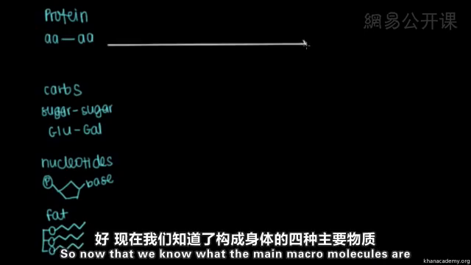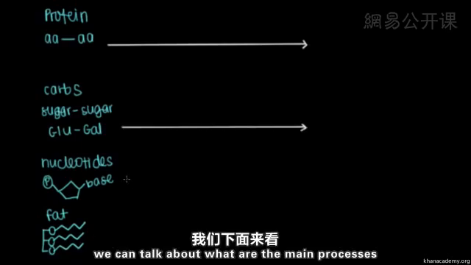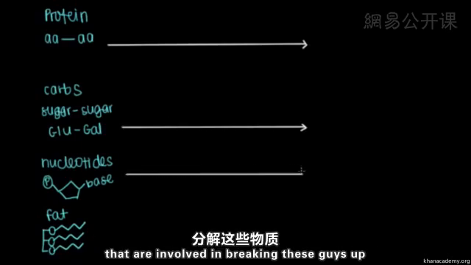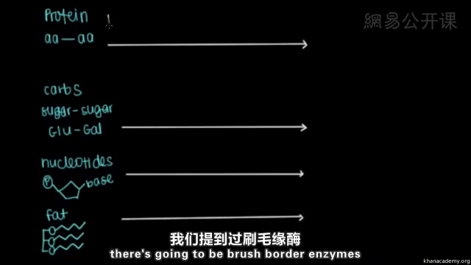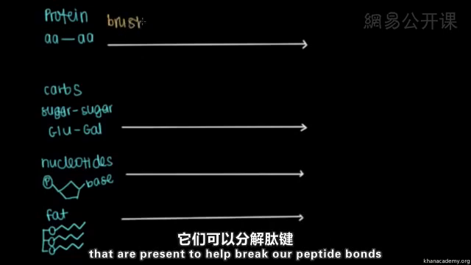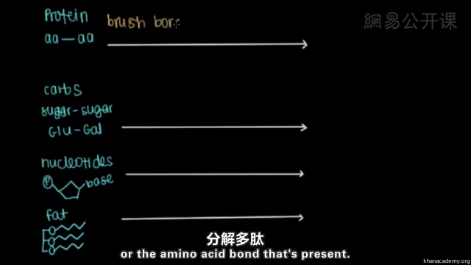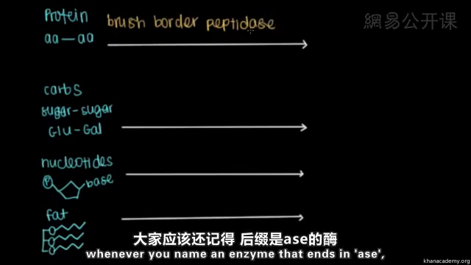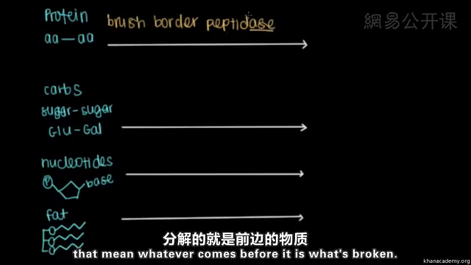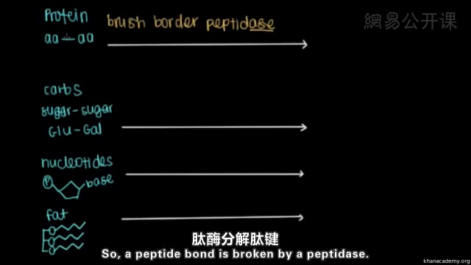So now that we know what the main macromolecules are, we can talk about what the main processes are that are involved in breaking these guys up so they can be absorbed into our bloodstream. Starting with our proteins, there are going to be brush border enzymes that help break our peptide bonds, or the amino acid bond that's present. And so I'll just write peptidases here. Peptidases, because as you might recall, whenever you name an enzyme that ends in ase, whatever comes before it is what's broken. So a peptide bond is broken by a peptidase.